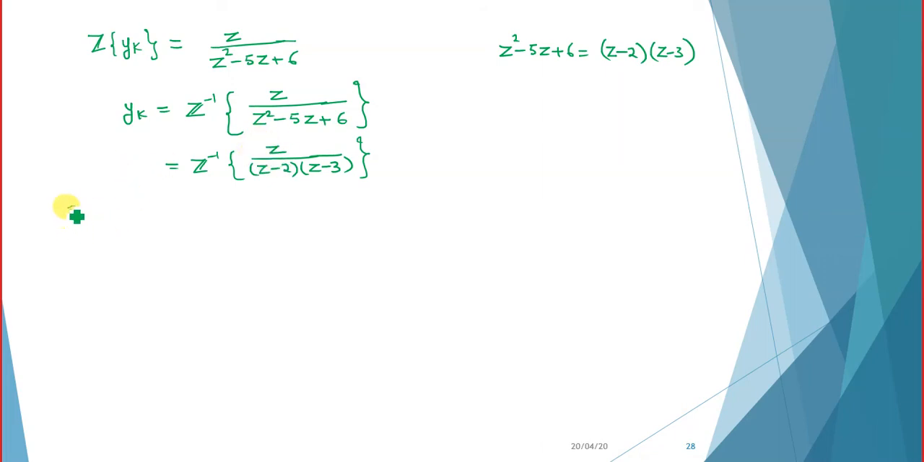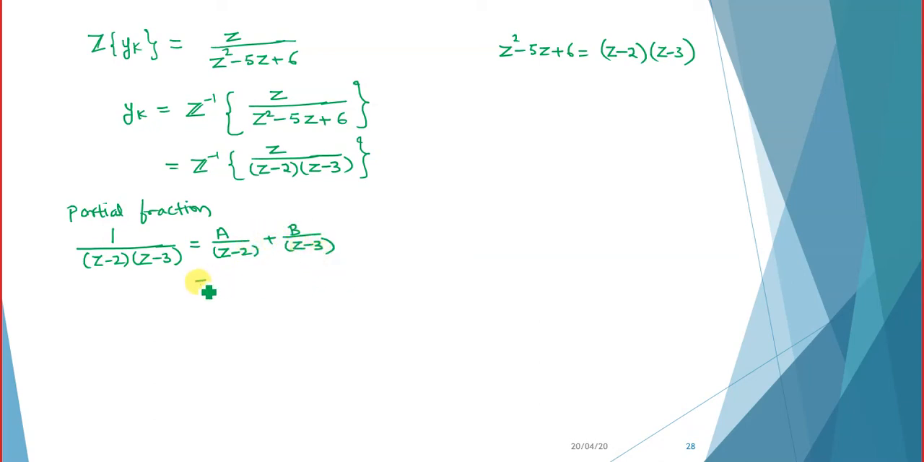So when we use partial fraction, if we take z from here, we are left with only 1 over (z minus 2)(z minus 3). So we have to do partial fraction for this: A over z minus 2, B over z minus 3.